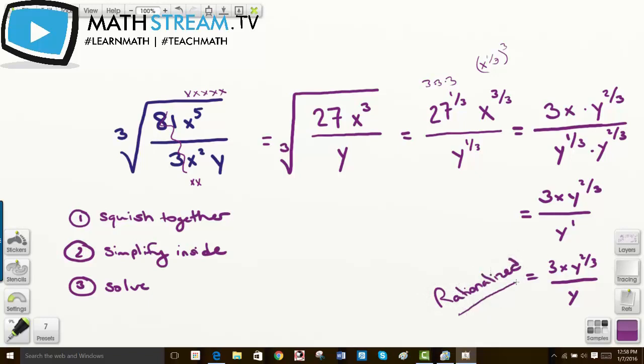Now, let's see, where did I come up with this idea of finding y to the 2/3? Well, I knew that I could make the exponent disappear if I could turn it into an exponent of 1, which is what we did, right? Y to the 1. I could then have no exponents, and I would know that the denominator was rationalized.